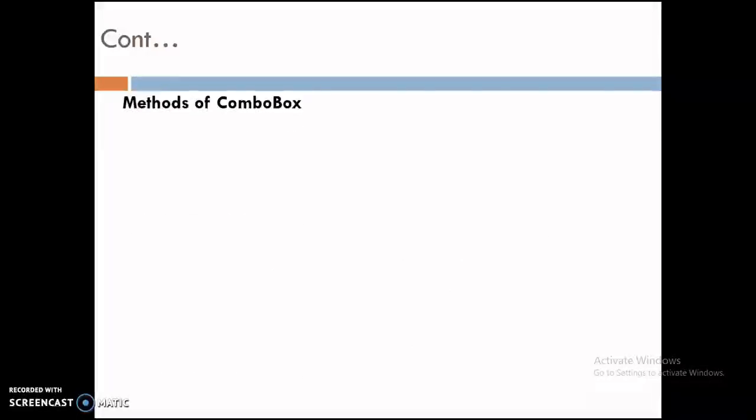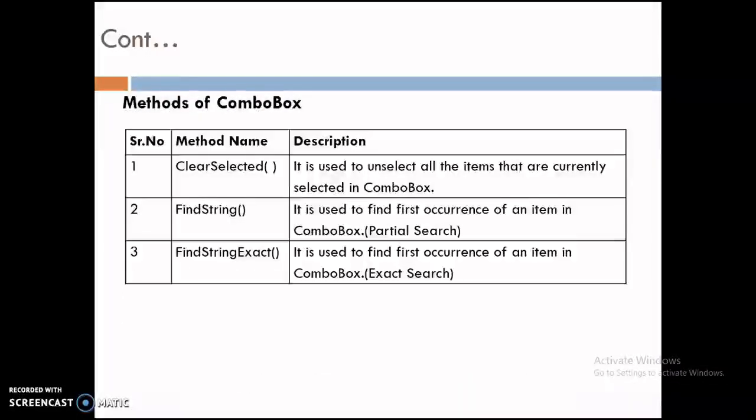Now next is methods of combo box. The methods of combo box are similar to the list box control. First method is clear selected. This method is used to unselect all the items that are currently selected in the combo box. Then find string and find string exact. These two methods are used to find the first occurrence of an item from the combo box, but it is used as a partial search or exact search.